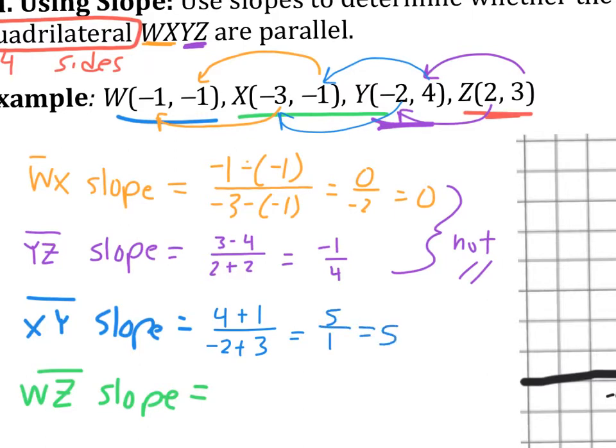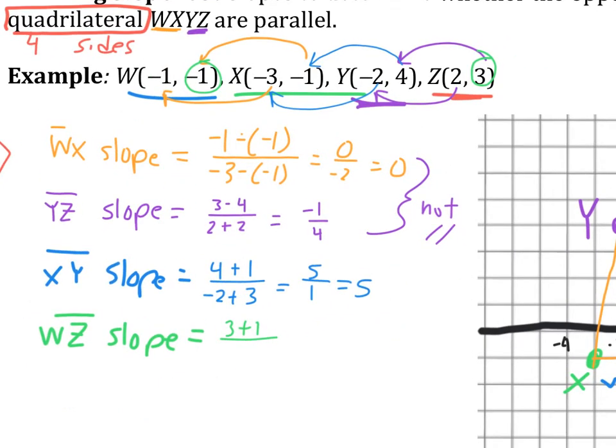And now for the green, I go 3 to the -1, so 3 plus 1, because a double negative is positive. And then we go 2 to the -1. So 2 plus 1, because 2 minus a -1. So this is 4 over 3. So these two clearly are not parallel.